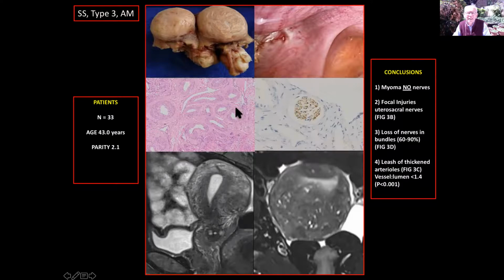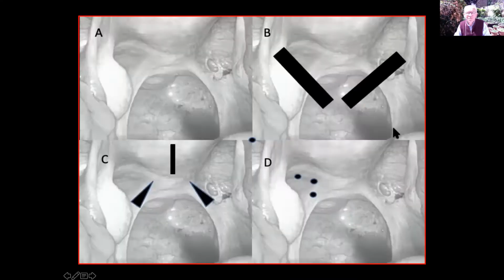Associated with that, there is thickening of the arterioles, a leash of arterioles, which classically is within 2 low power fields as well. And you see these thick arteriolar walls which denote prior denervation. So these are the key features. There's no nerves in the tumor, focal injuries to the uterosacral ligaments, and loss of nerves in nerve bundles associated with thickened arterioles. Now, that's all very interesting, but they actually concur with different procedures for evacuation of the uterus.